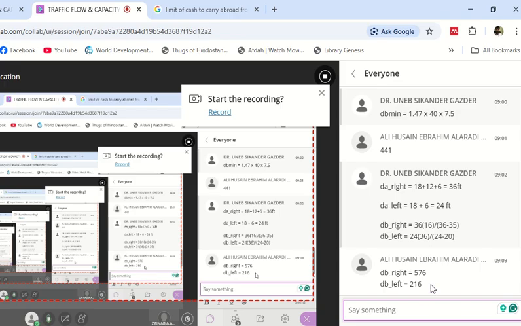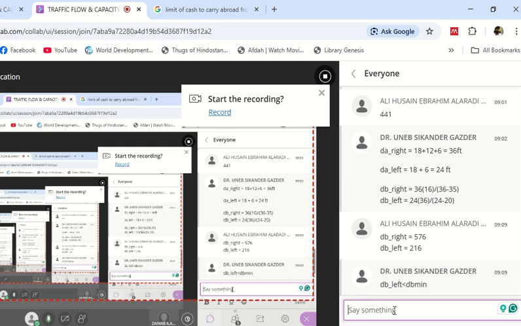Now you can see for the right hand side, the available distance is 576. The distance we need is 441. So we are good. For the left hand side we have a problem. The available distance is 216. The required distance is still 441. So dB left is less than dB minimum. So what can we do here? What are my options?